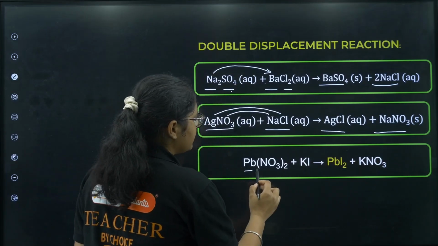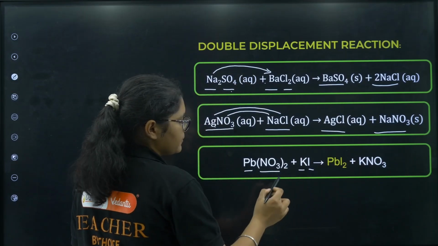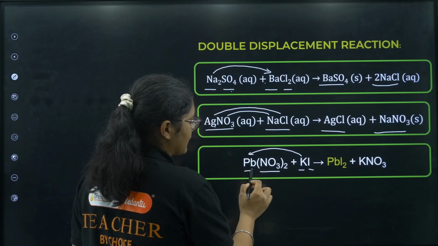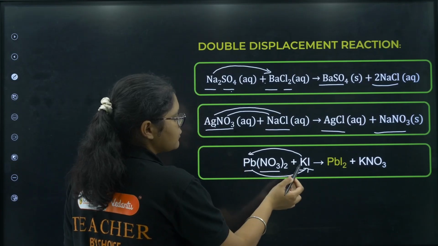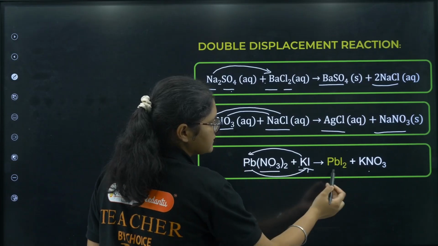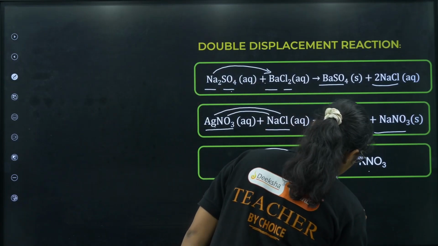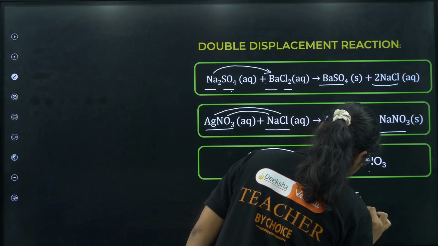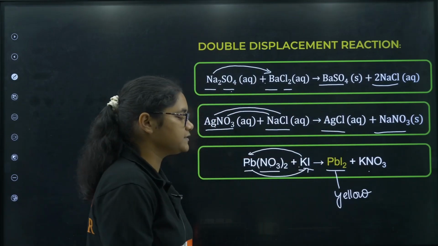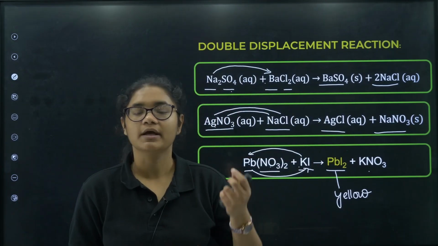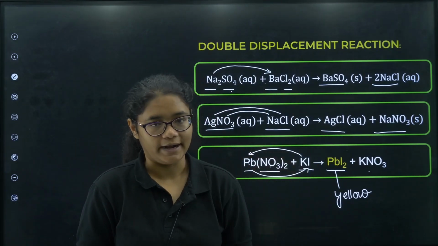Next, if you see lead nitrate and KI. So, K will come here and Pb will go there. Okay, so what will we get? KNO3 plus PbI2. And something special about PbI2, it is a yellow precipitate. So, if a question is asked that a yellow color precipitate is formed, you can easily think about lead iodide.